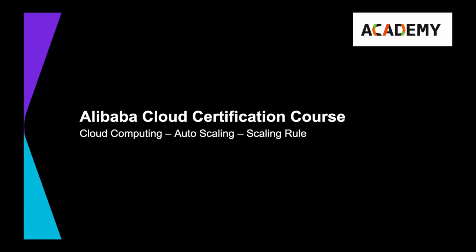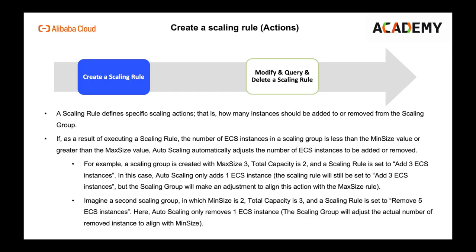Welcome back. Let's now look at creating scaling rules. A scaling rule defines specific scaling actions, that is, how many instances should be added to or removed from the scaling group. If, as a result of executing a scaling rule, the number of ECS instances in a scaling group is less than the min size value or greater than the max size value, autoscaling automatically adjusts the number of instances to be added or removed.